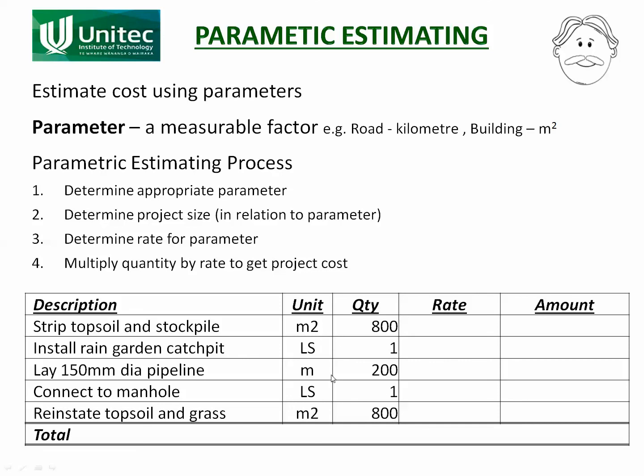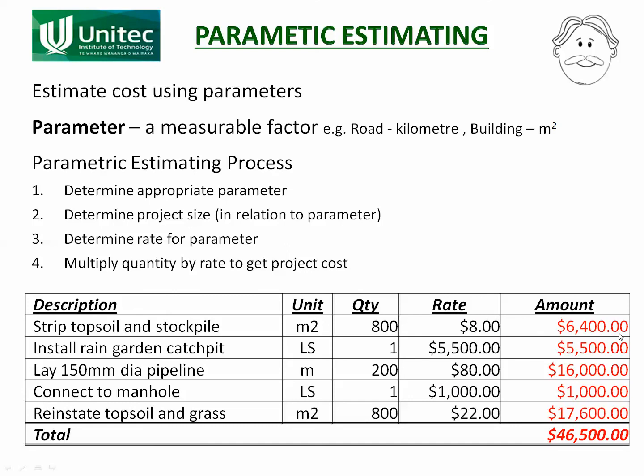We've done exactly the same process. But now, because our clients asked us for a price to do this little job here, we've broken it all down, this is what it is, he wants to know how much it's going to cost. So we have to figure out rates for them, and we'll talk about how we determine those rates in the following slide. But let's just assume that we've found out that it's going to be $8 per square meter to strip topsoil and stockpile. So we multiply the 800 by 8 to get $6,400, and we do that for each one of those line items, add them all up, and there is our price for the whole job.